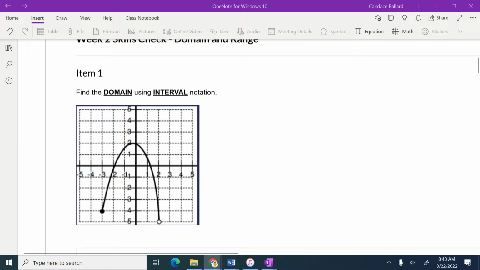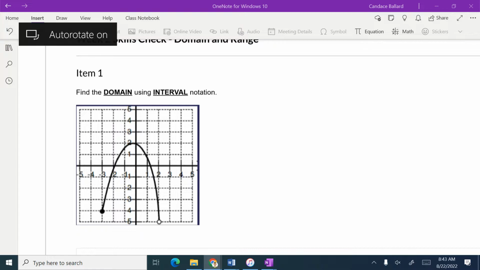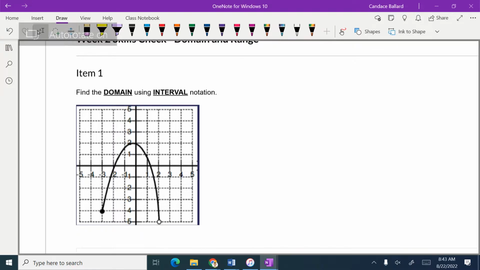So we're supposed to find the domain using interval notation. So what is domain again? X's or Y's? This is the X's. So we know we've got to do the X direction.